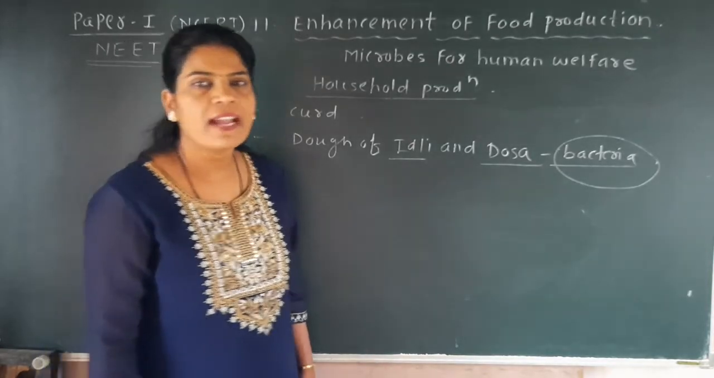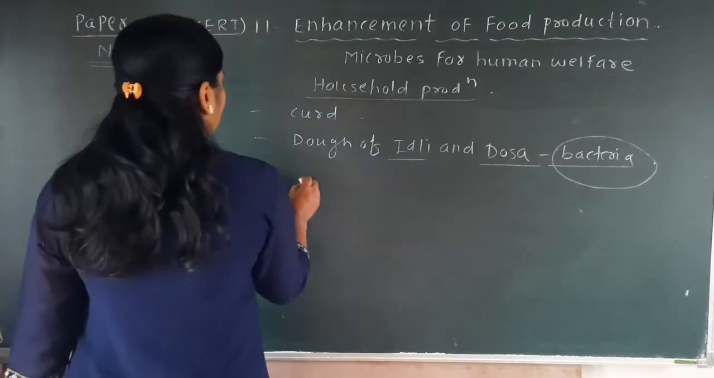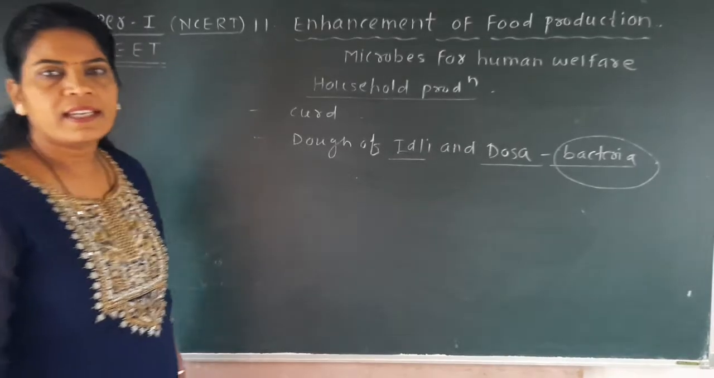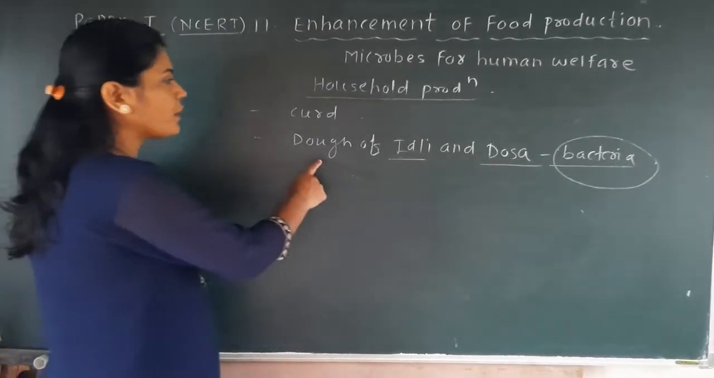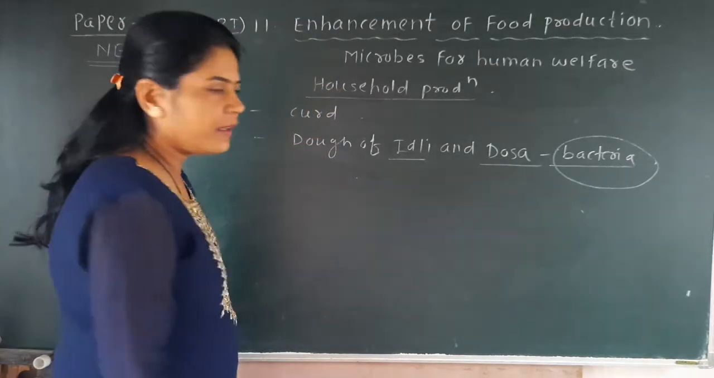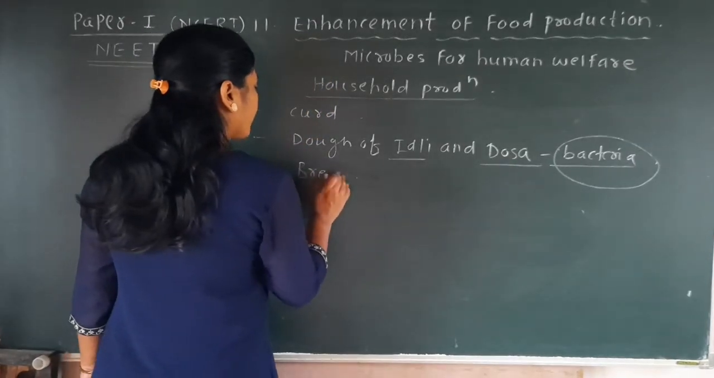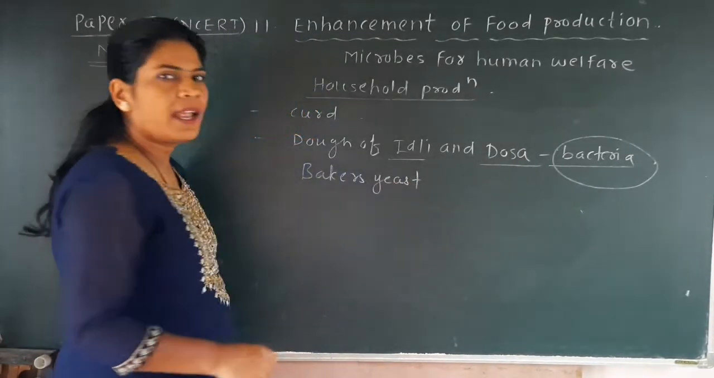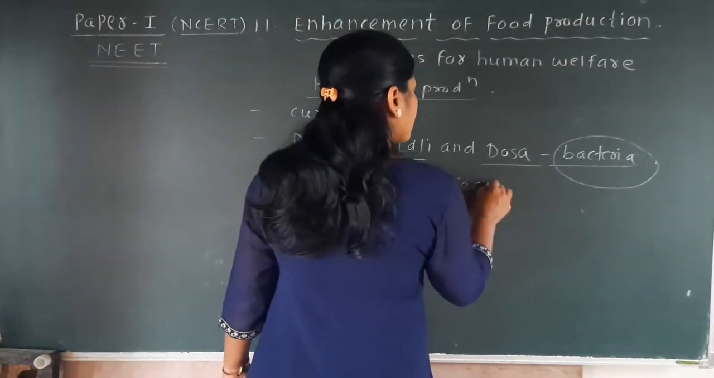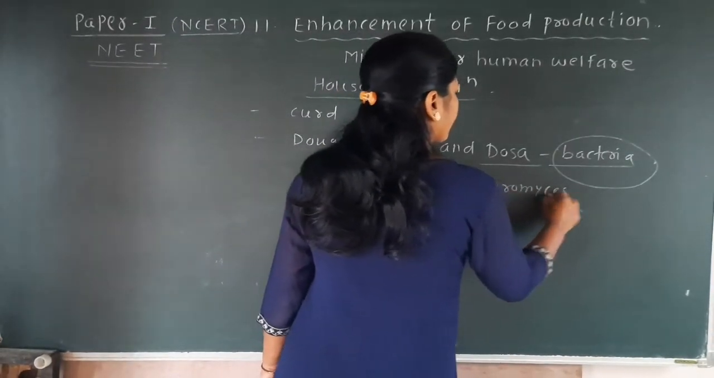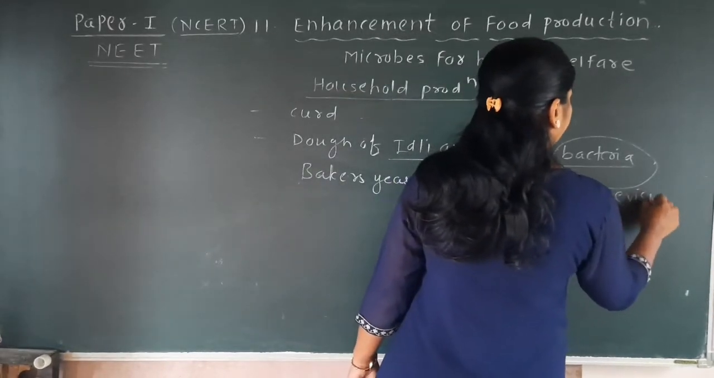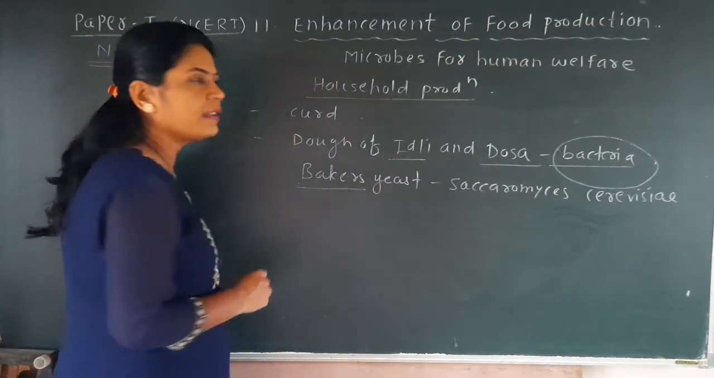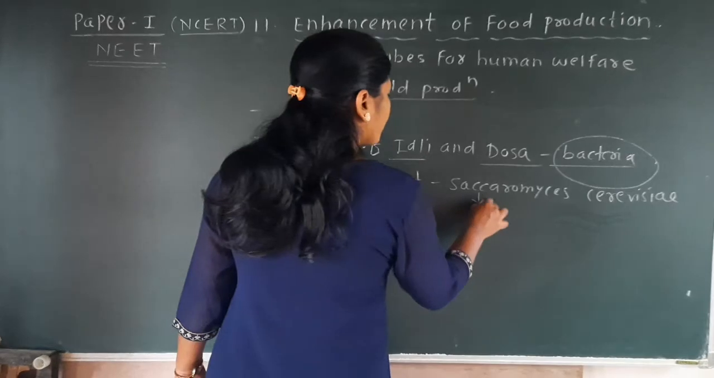Then the next point. One more point is given in NCERT: not only for the preparation of dough are these bacteria used, but there is also one yeast that is called baker's yeast. We have also discussed this point, and the name of that baker's yeast is Saccharomyces cerevisiae. Why is it called baker's yeast? Because this yeast can be used for the preparation of bread.